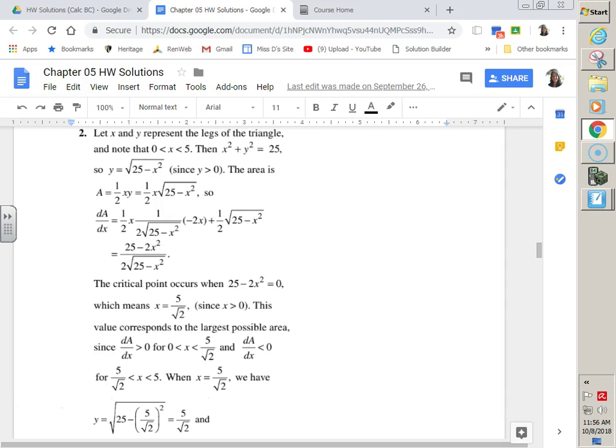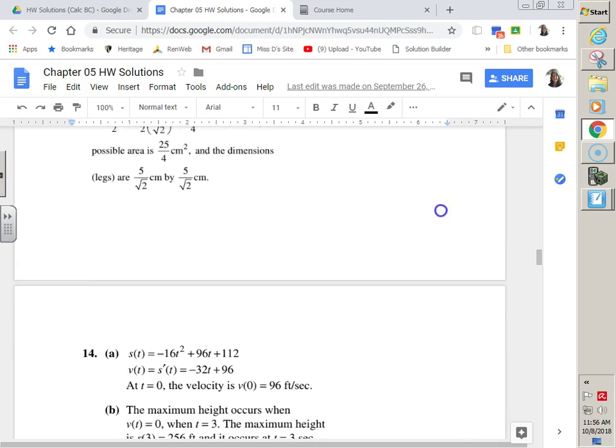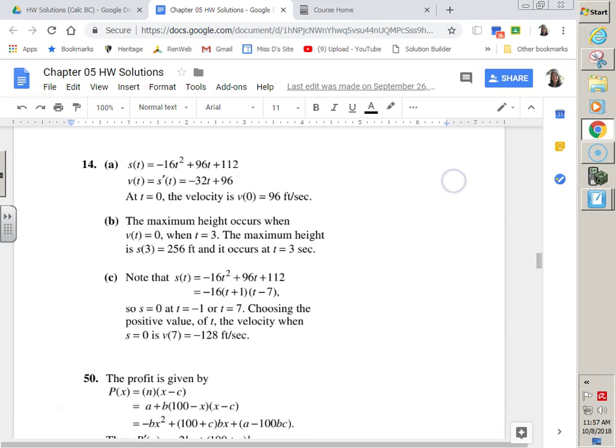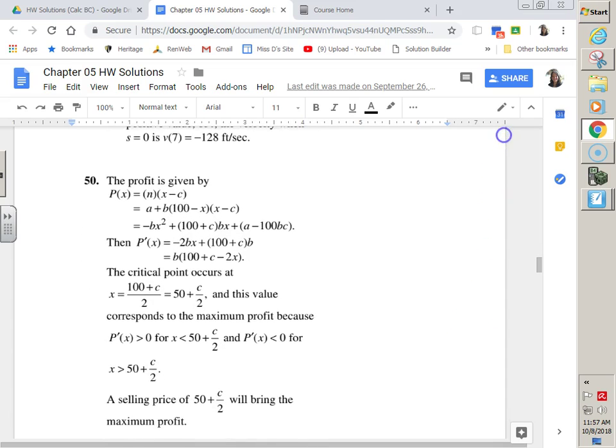So number 2, the final answer ended up being the largest possible area is 25/4, and the dimensions are 5 over root 2 by 5 over root 2. It's not a square, sorry, it's an isosceles triangle. 25/4, 5 over root 2 by 5 over root 2. Number 14, 96 feet per second was A. Max height was 256 at 3 seconds. And then the velocity at 0 ends up being negative 128 feet per second. That's good.